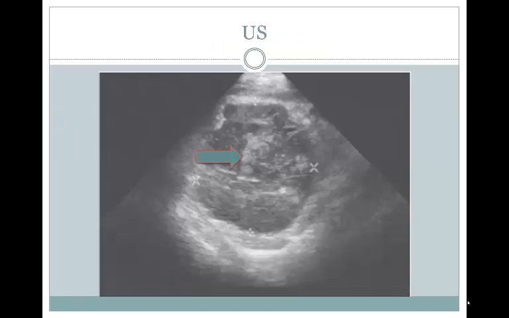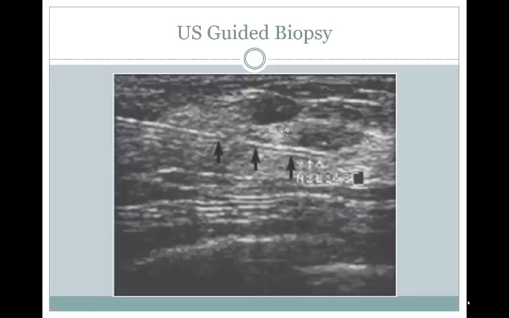So let's look at some of these ultrasounds. This is an ultrasound of the kidney. It demonstrates a hyperechoic or white area within the kidney, which shows a renal cell carcinoma. This one is an ultrasound-guided biopsy, which you might have seen. They do those a lot. And you can see the biopsy needle, which is in this case hypoechoic.